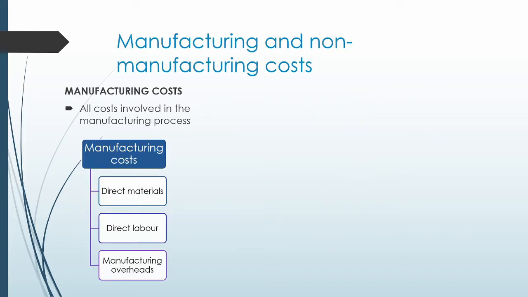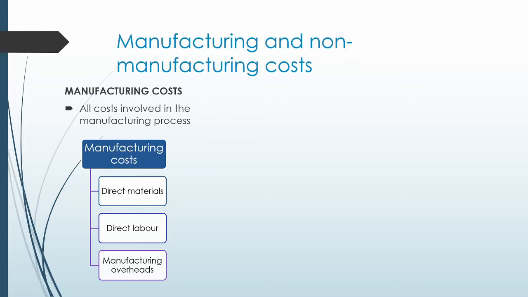Now, while we are dealing with direct and indirect costs, let us also consider manufacturing and non-manufacturing costs. These terms are more applicable to the manufacturing environment. Our manufacturing costs are those costs that are involved in the manufacturing process. They are necessary for the production of a product. These costs include our direct materials, our direct labor, and any manufacturing-related overhead.